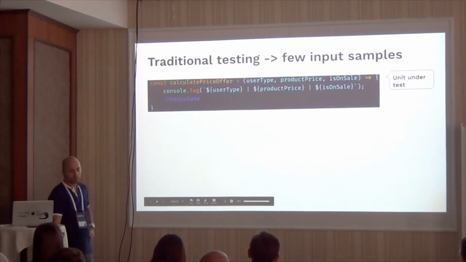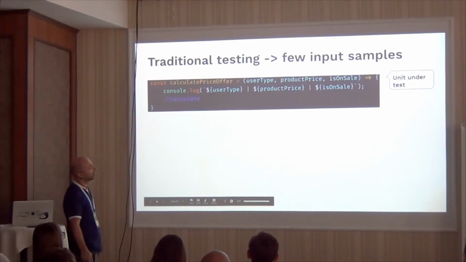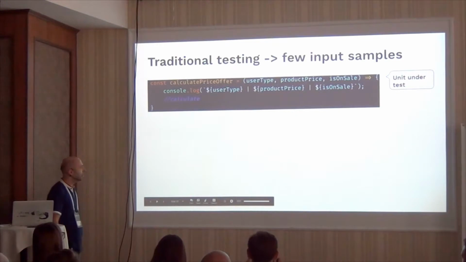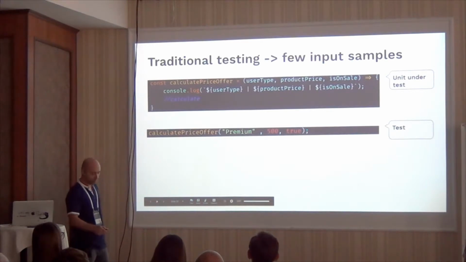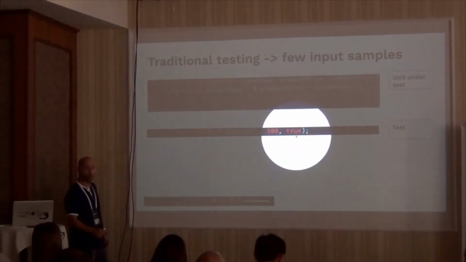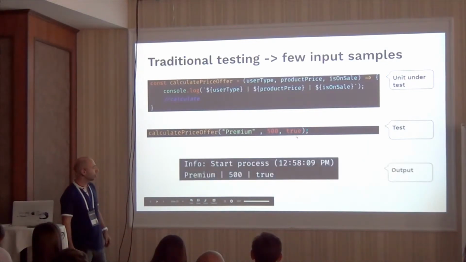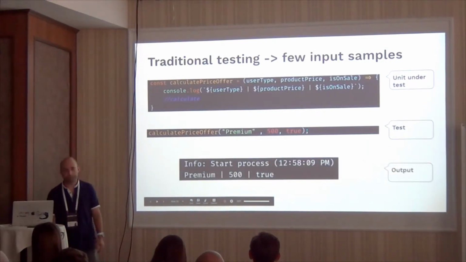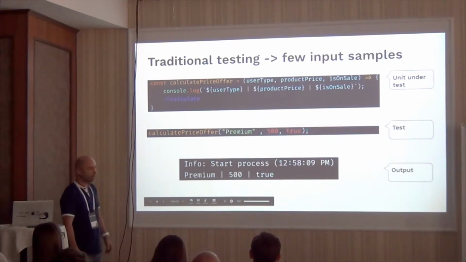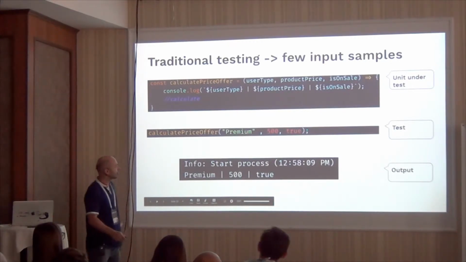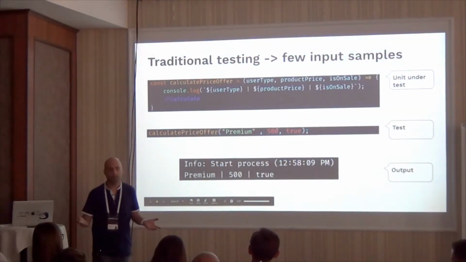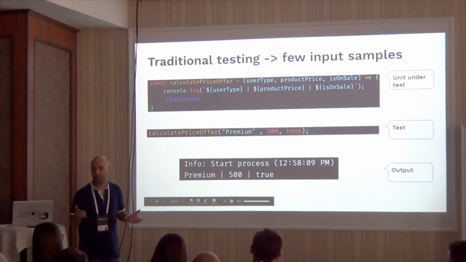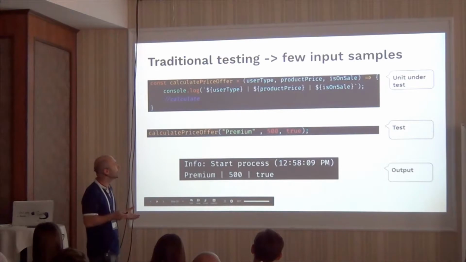So we have this simple function. It receives a string, a number, and a Boolean. And this is typically how you would write a unit test, right? You sample. You choose some specific type of input. And then the output, unsurprisingly, on the console is this. So what's the problem with this? Usually you just choose 3, 5, maybe 10 samples. But this doesn't prove that your test covers all the edge cases and all the input permutations, right?